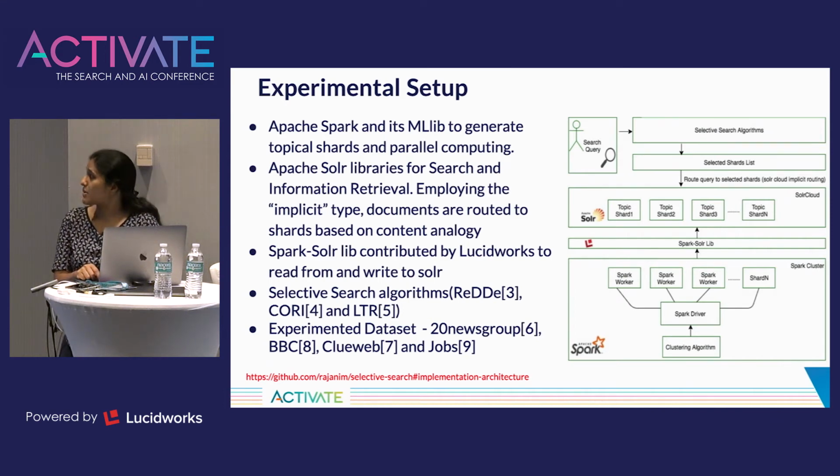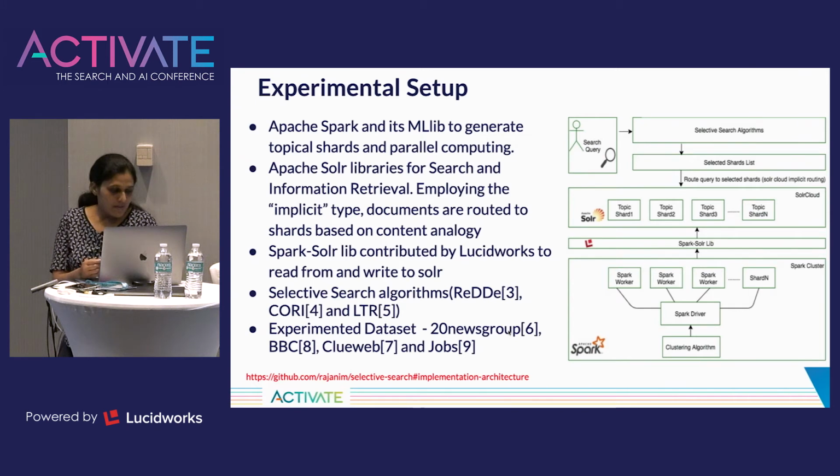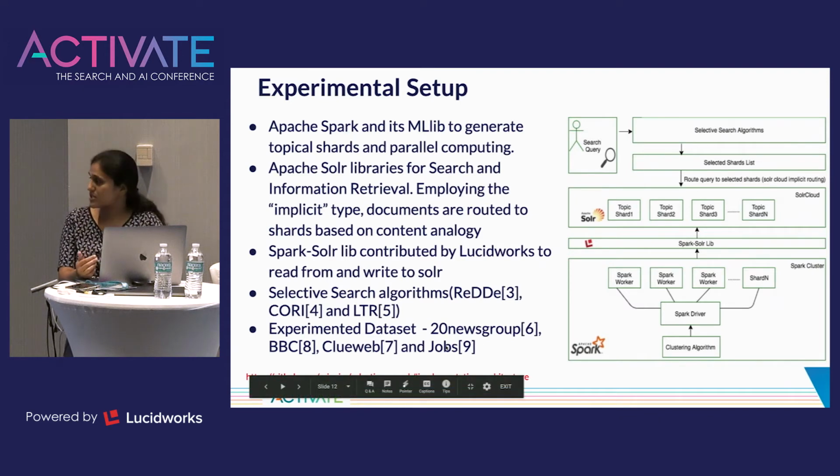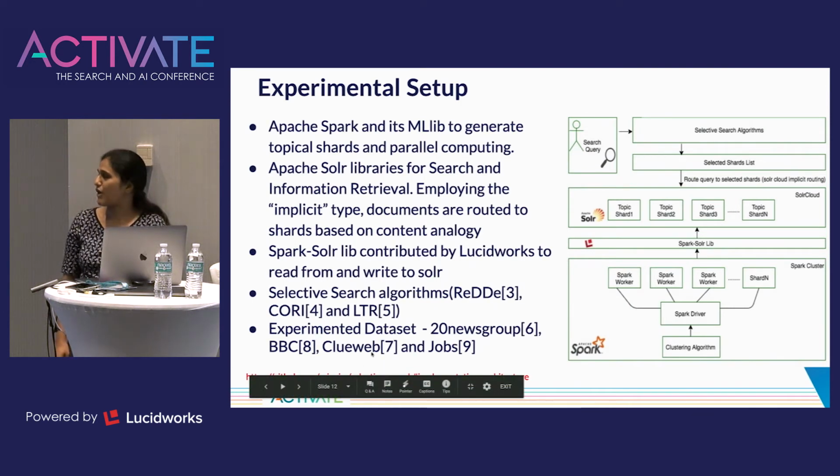So the data set that I've experimented on is 20 Newsgroups, because this has clustered documents already, so it's easy to test. And the next one is BBC, which is also another kind of news data set. The third one is a large scale data set, the ClueWeb data set, that if you've been in academics, you are aware of. It has 500 million records, partial data set as well. And the last one is jobs that I showed you guys just a while ago.